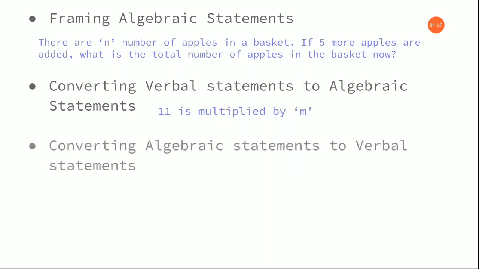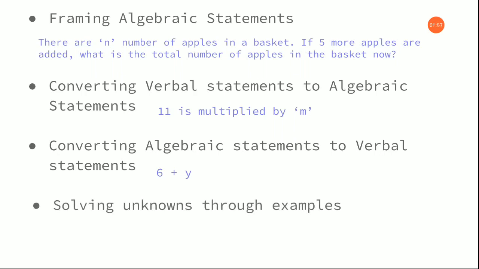The next concept is converting algebraic statements to verbal statements. They will give an algebraic statement and we are going to write it in verbal form, that is, write the answer in a sentence. Now 6 plus y is there. What will you write? The number 6 is added to y. Or, since it is addition, it is commutative, right? So we can say either way. Or else we can say, y is added to 6.